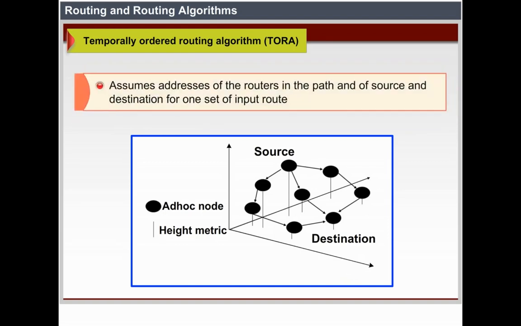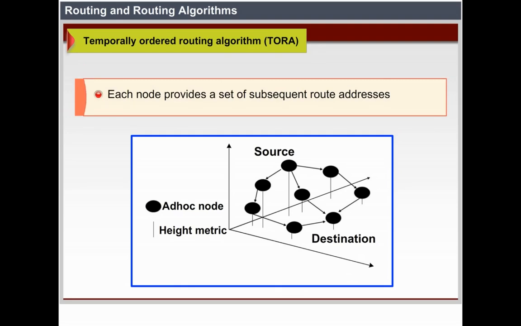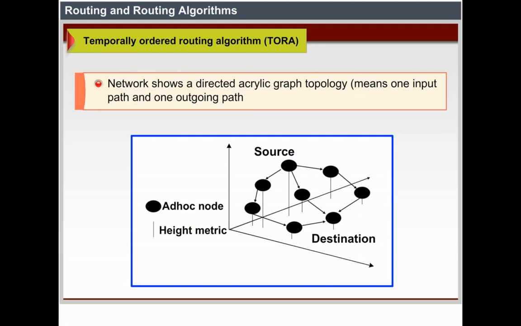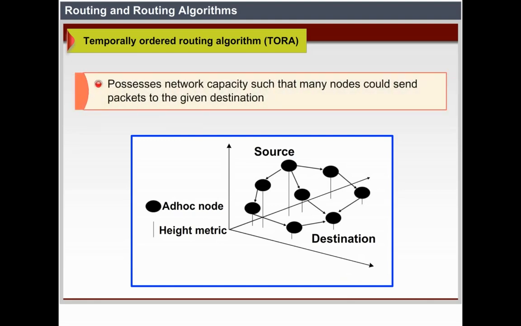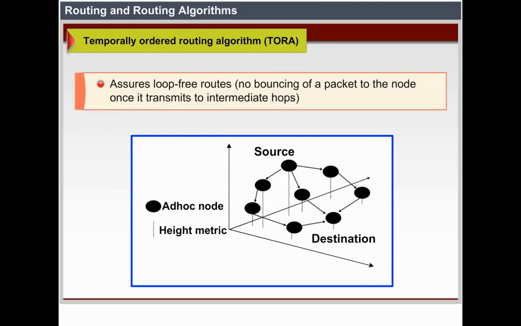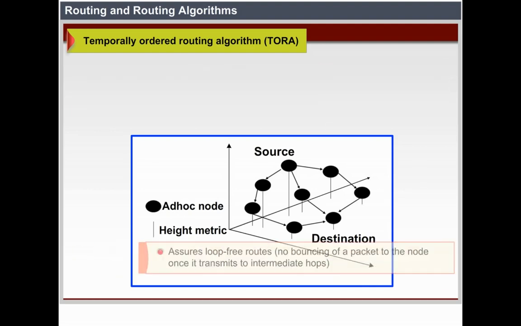It assumes addresses of the routers in the path and of source and destination for one set of input route. Each node provides only one set of subsequent route addresses. The network shows a directed acyclic graph topology, meaning one input path and one outgoing path. It possesses network capacity such that many nodes can send packets to a given destination. It guarantees loop-free routes, no bouncing of a packet to a node once it transmits to intermediate hops.